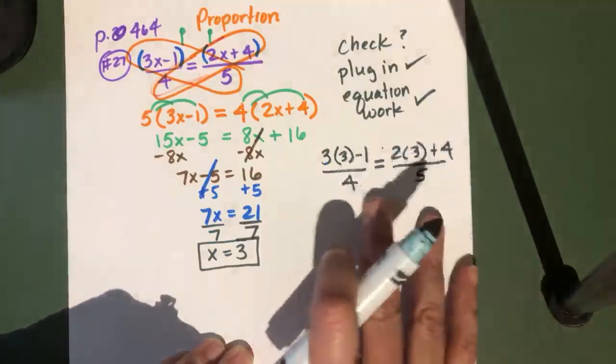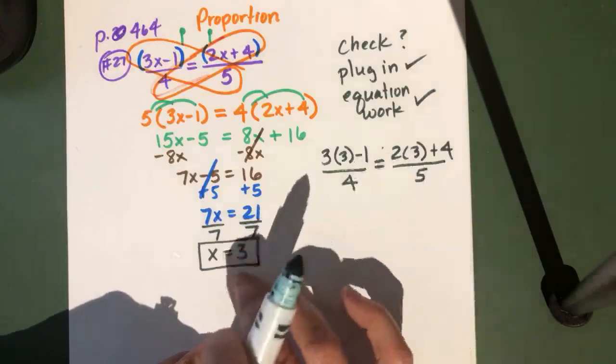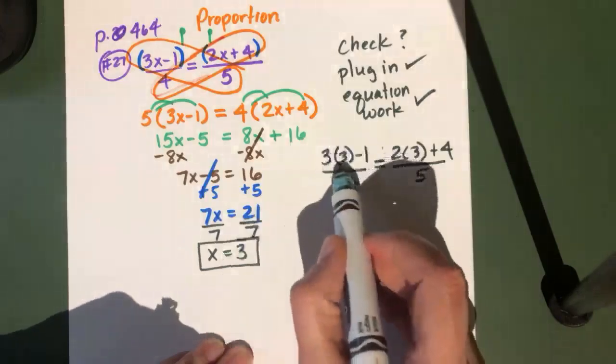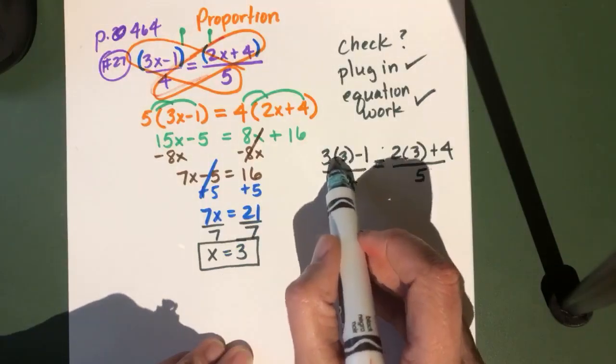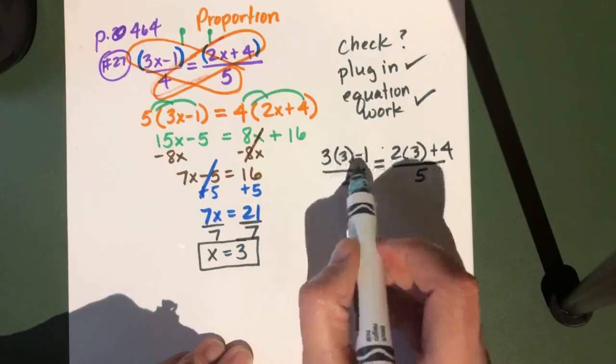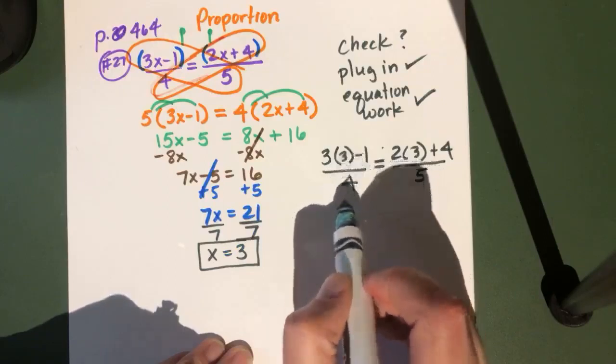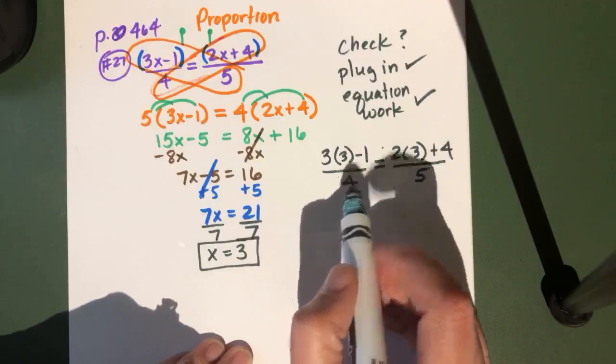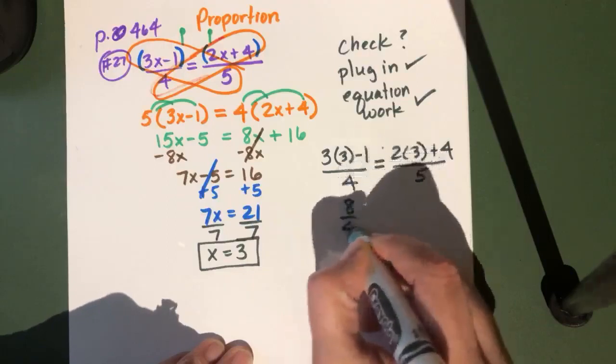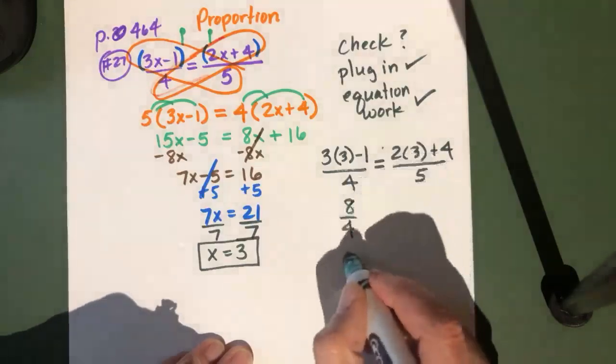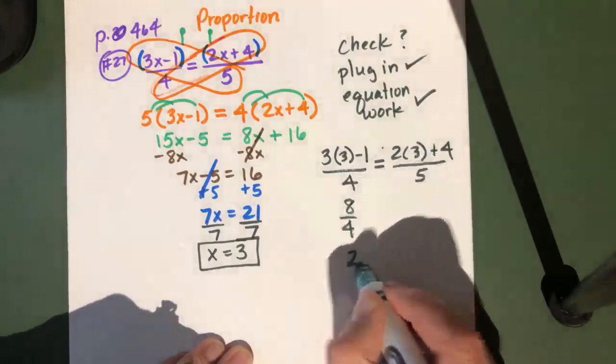Those should come out to some equal values if that's the correct answer. What's 3 times 3? 9. 9 minus 1 is what? 9 minus 1 is 8. So I have 8 over 4. That is going to reduce to 2.